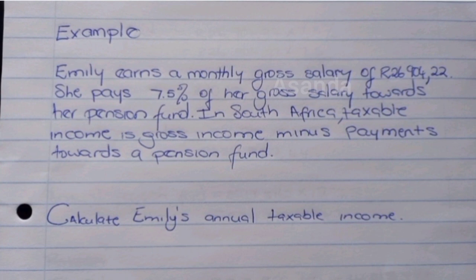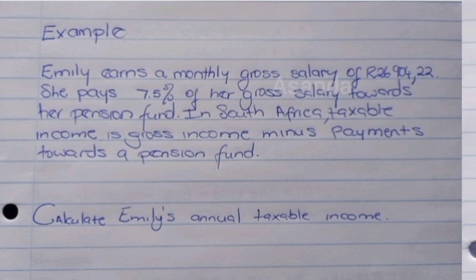In South Africa, taxable income is gross income minus payment towards a pension. So this one, they make it clear that in order to find taxable income, you have to say gross income minus pension fund, especially since it's the only thing you're going to minus here. So the question says, calculate Emily's annual taxable income.